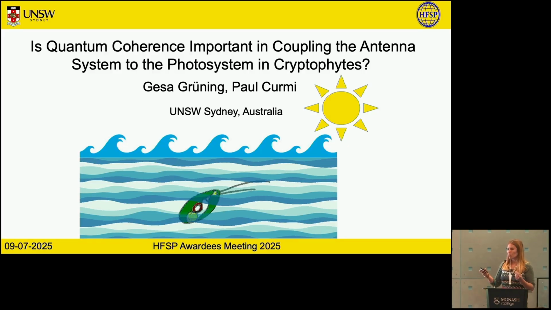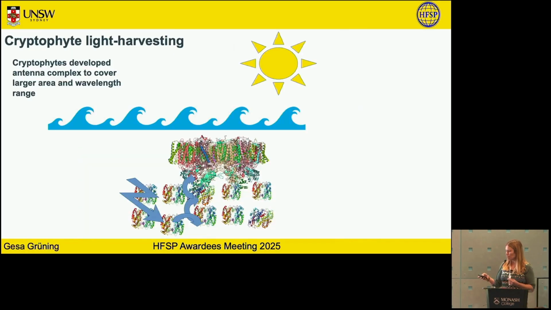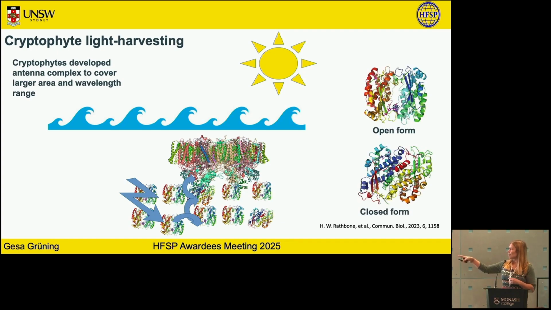To be that efficient, they have developed an antenna complex around the light harvesting complex, and by this, they can increase, on the one hand, the area where they can catch photons, but also the spectral range which they can use. Something important, which a previous postdoc found out, is that these antenna proteins come in different forms, and each different form absorbs a different wavelength. There are two obvious categories of these forms, the open and the closed form.